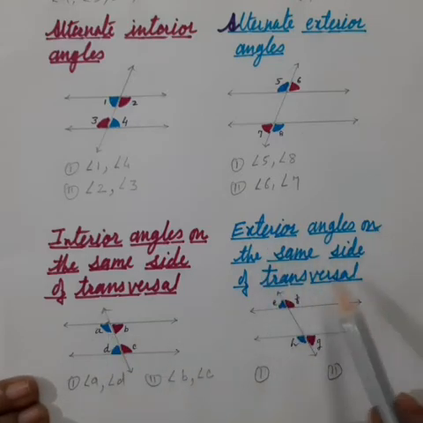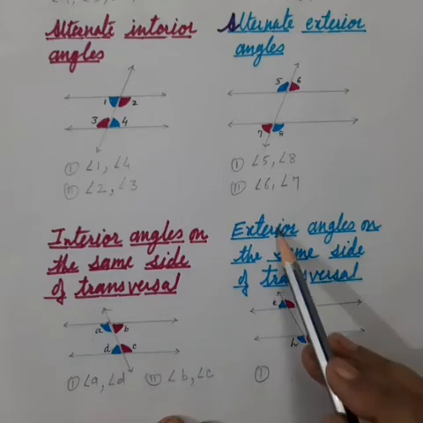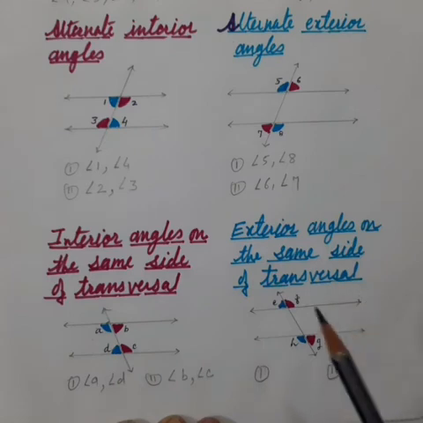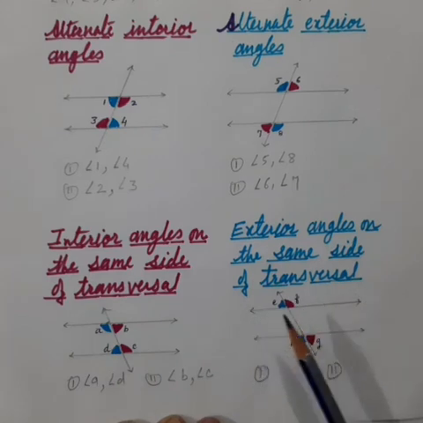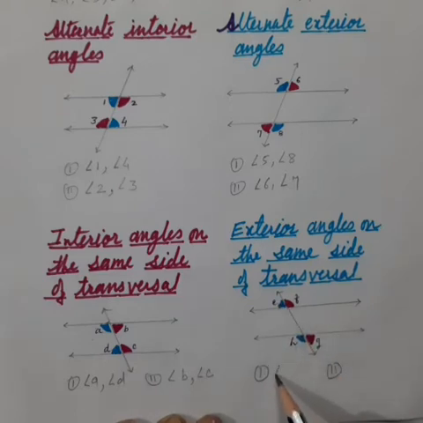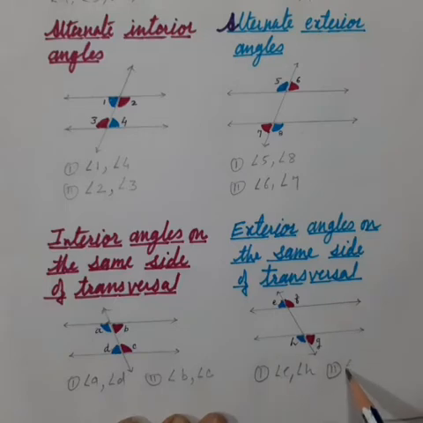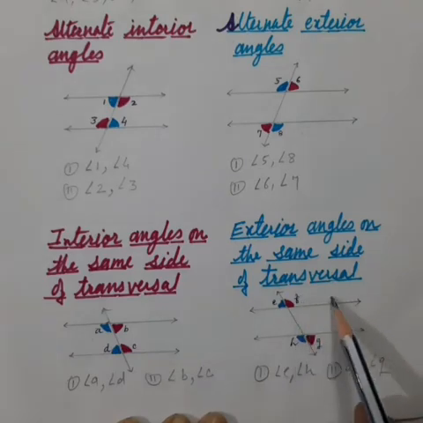Exterior angles on the same side of the transversal. Now these are exterior angles, they do not lie between these two lines, and are on the same side of the transversal. Both are on the left side or both on the right side. So here angle E and angle H are exterior angles on the left side of the transversal. And angle F and angle G are also exterior angles and both lie on the right side of the transversal. So here also we get two pairs of exterior angles on the same side of the transversal.